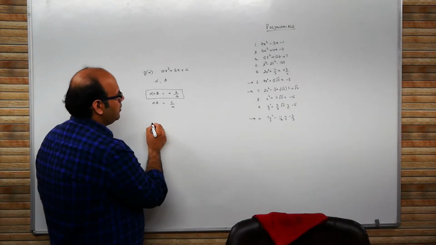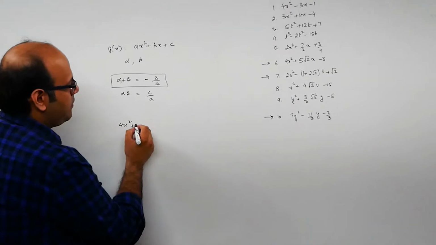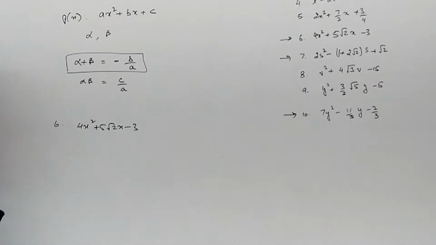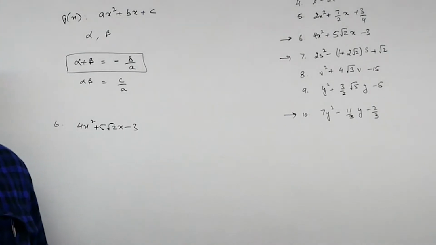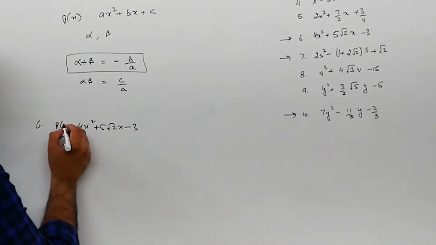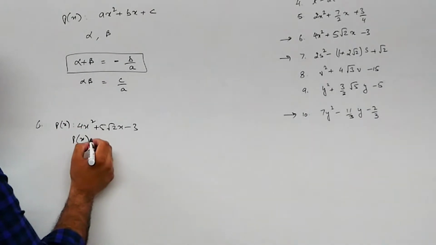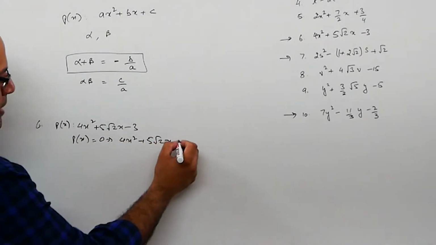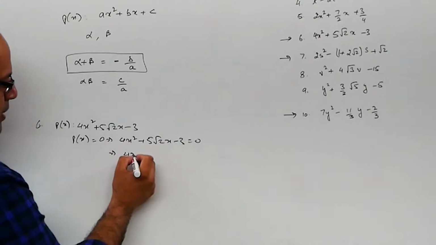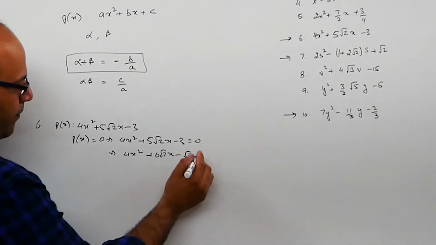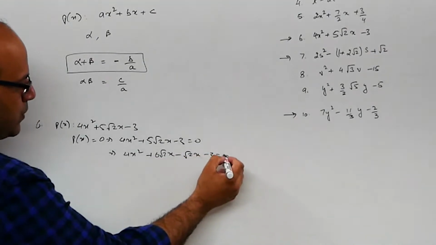There is this question, 4x square plus 5 root 2x minus 3. That's the 6th question that I'm taking. Okay, so let me find out the zeros for this one and verify the relation between the zeros. So this can be split. This is px. Px equals 0 implies 4x square plus 5 root 2x minus 3 equals 0, which implies 4x square plus 6 root 2x minus root 2x minus 3 equals 0.